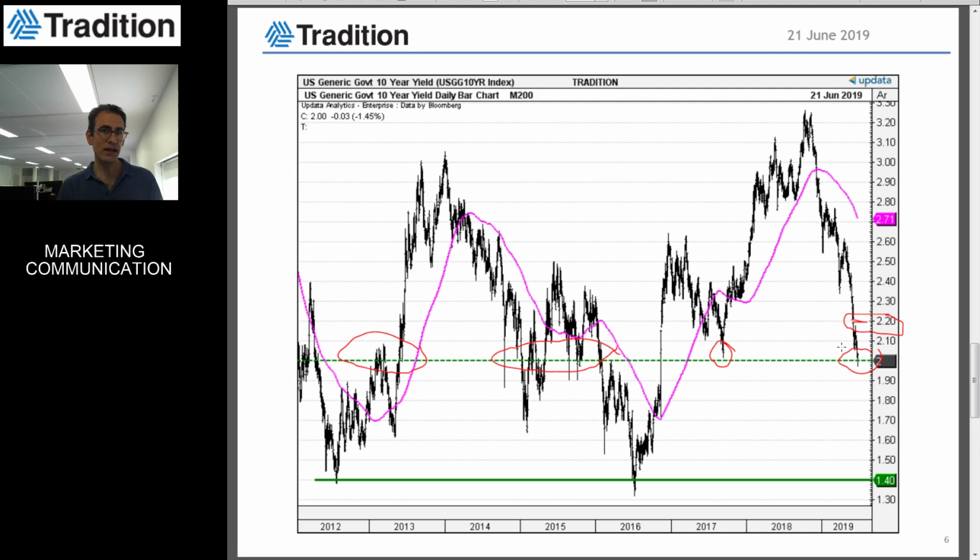So that's something that is not happening yet, but that will be something to closely monitor within the next week or two.